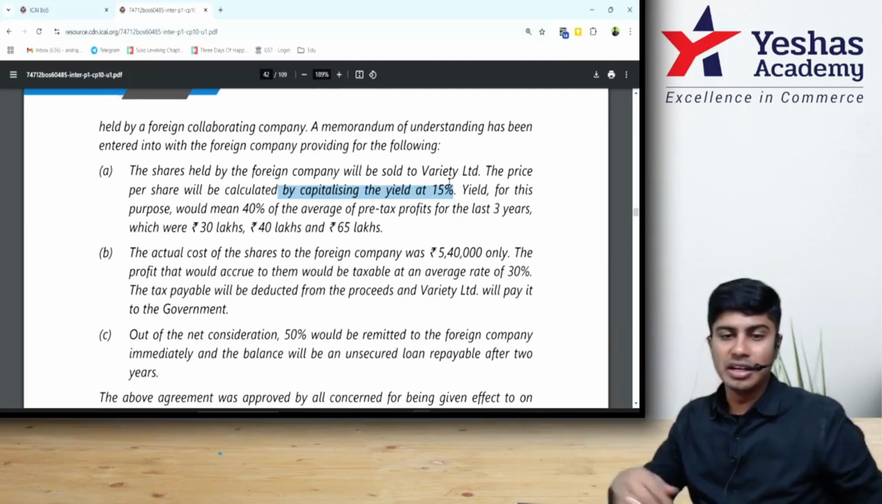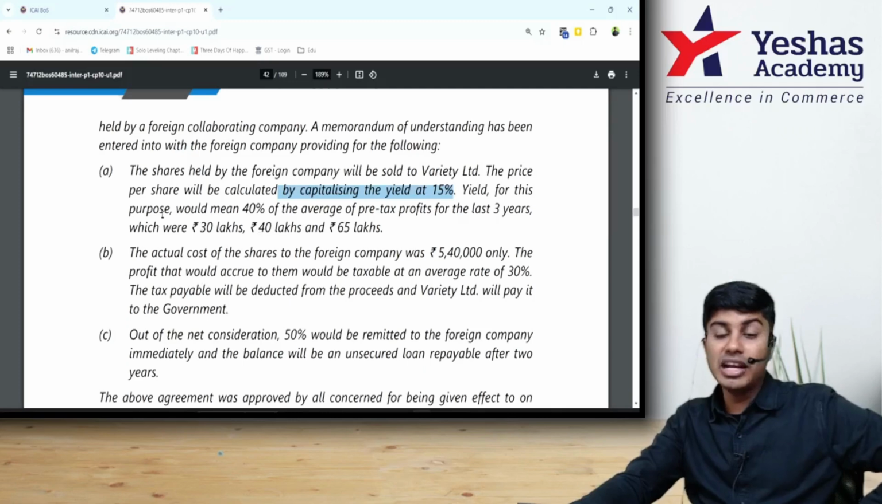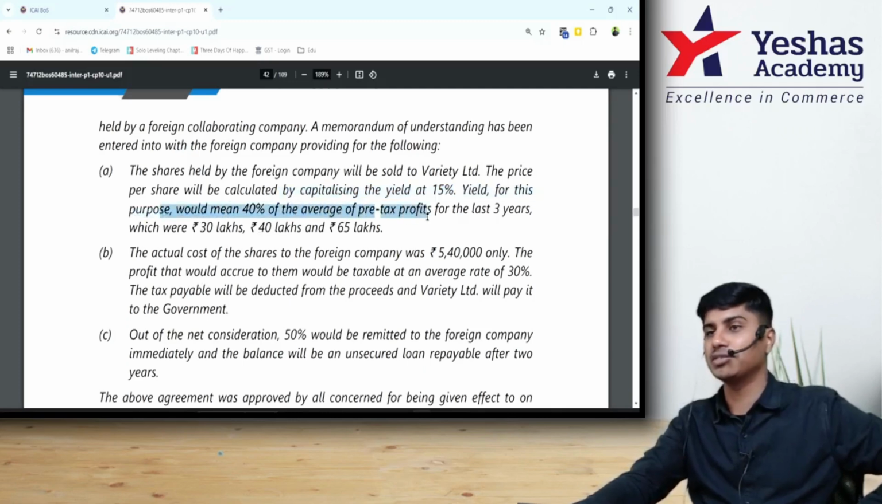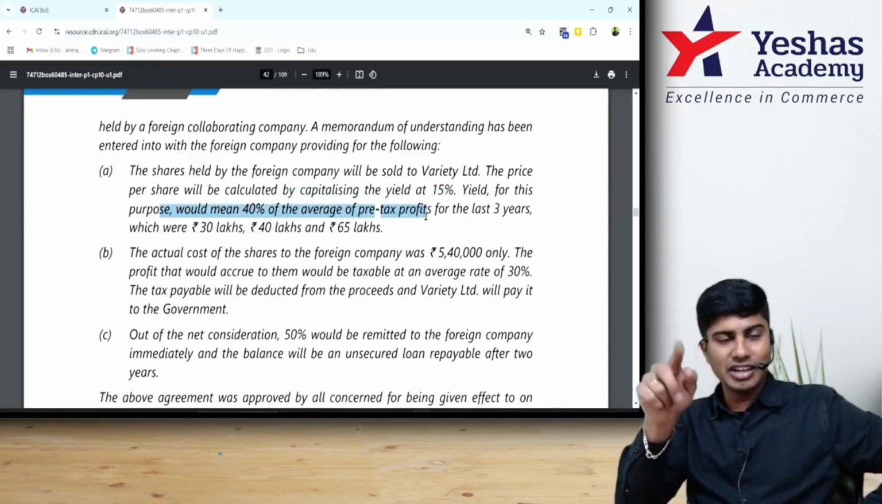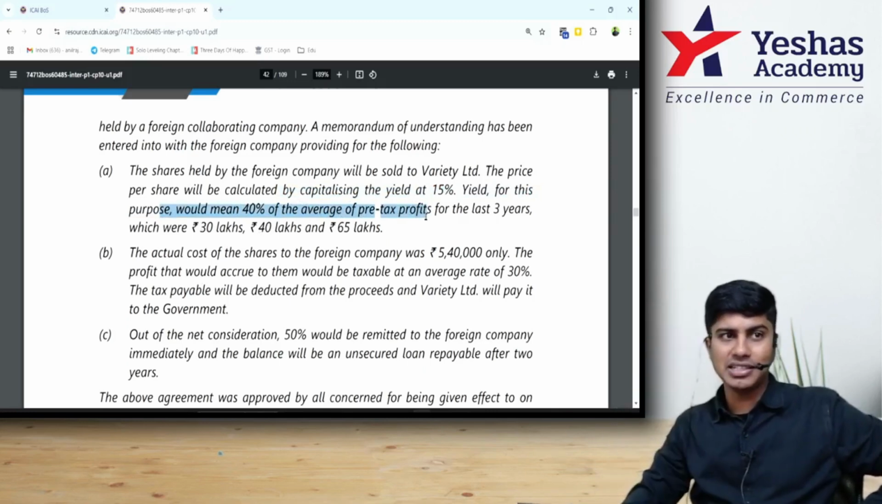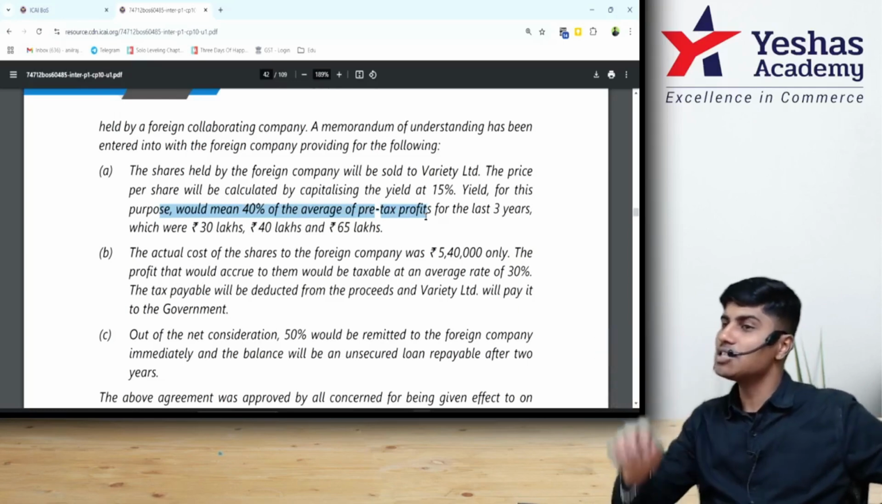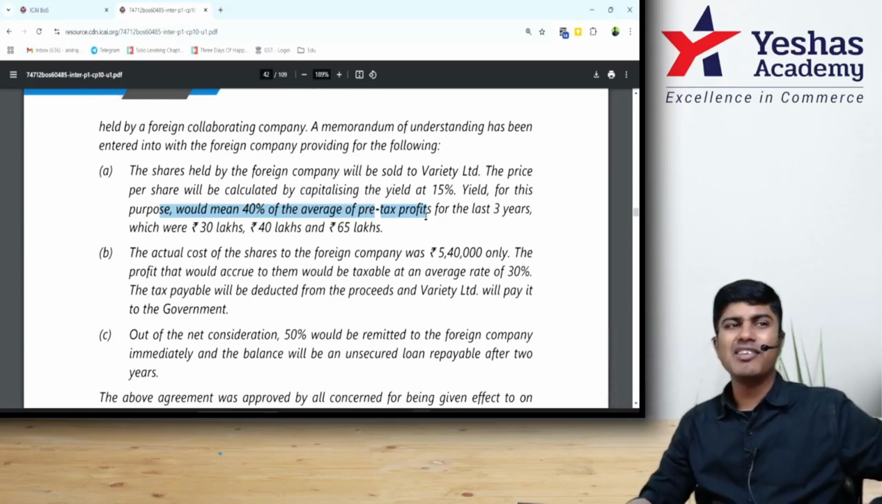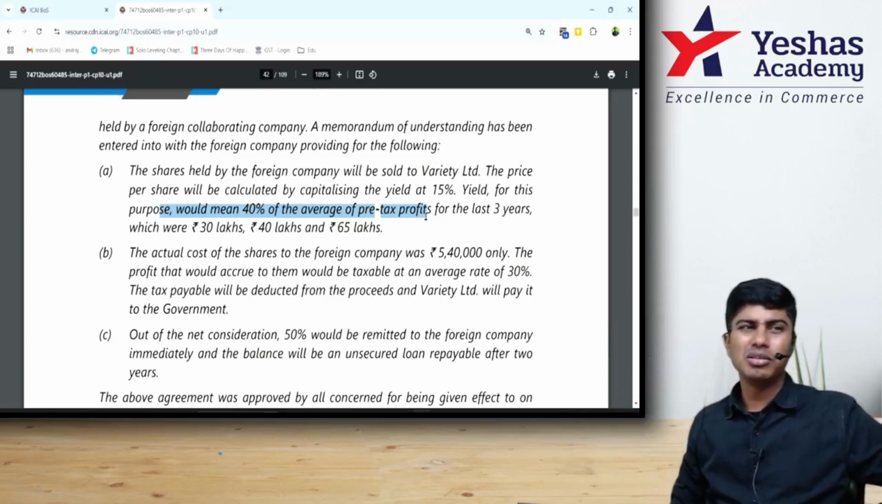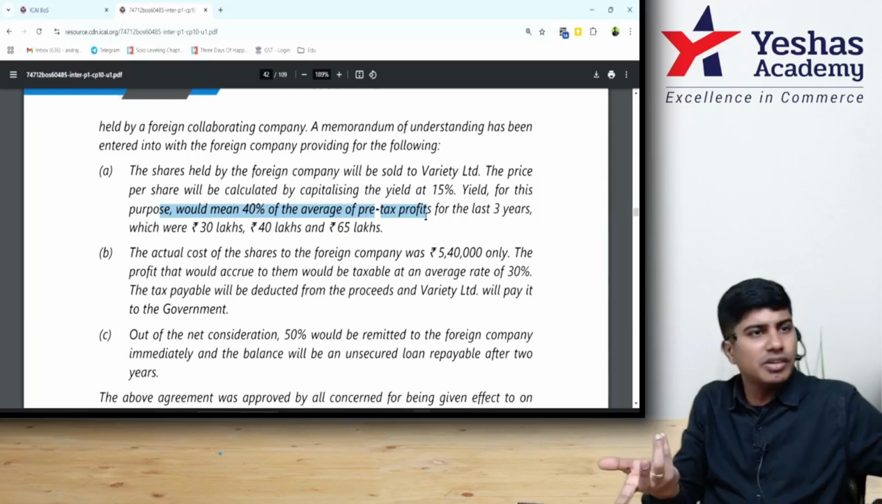Get it? Read further. Yield for this purpose would mean 40% of average pre-tax profits. Yield divided by 15 into 100 will give the capitalization. How do we find yield? Yield is not complete profit itself. Yield is 40% of the profits. Why? 60% anybody will do. So, only 40% of the profit should be taken into consideration. Okay, whatever they tell.